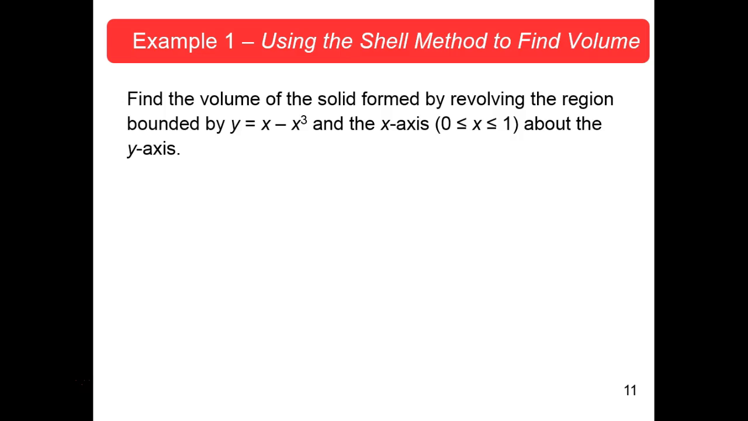Okay. Find the volume of a solid formed by revolving the region bounded by that curve and the x-axis between 0 and 1 about the y-axis. So you're doing around here, so we got to use dx's. That's nice because your y is already in terms of x. So I think what we got to do is draw a picture. And I'm going to hope they've drawn one.